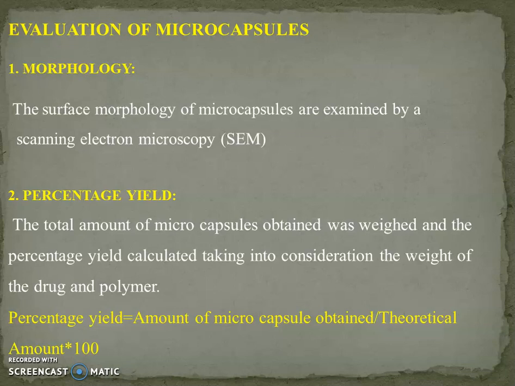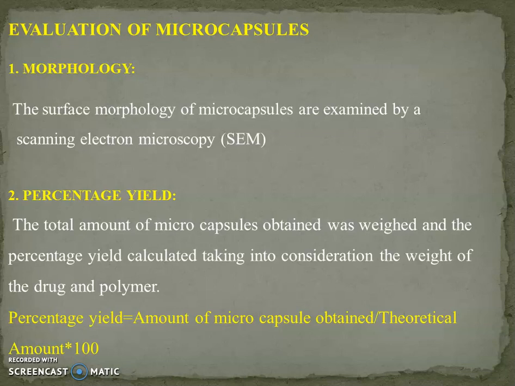So the first evaluation test is morphology of microcapsule. Morphology of microcapsules can be determined by scanning electron microscopy. It is one of the microscopy techniques that may check the morphological structure, whether the microcapsules prepared have a smooth surface or a rough surface. So that can determine its flow characteristics.